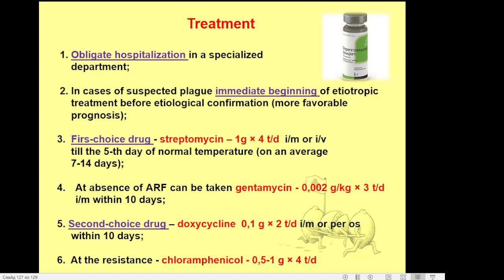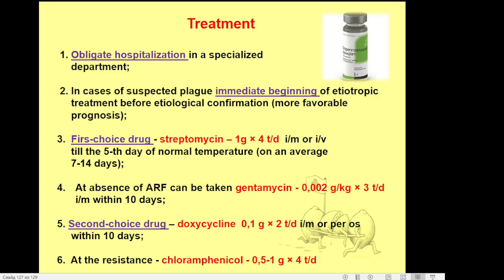Treatment, of course: hospitalization, supportive therapy, immediate beginning of antibiotic treatment, medicine of choice, streptomycin for today. A more actual scheme for the plague is a combination of streptomycin with fluoroquinolones such as ciprofloxacin. In the last 3 years a triple scheme was proposed: streptomycin, fluoroquinolones plus gentamicin or plus doxycycline. Reserve remedy: chloramphenicol.